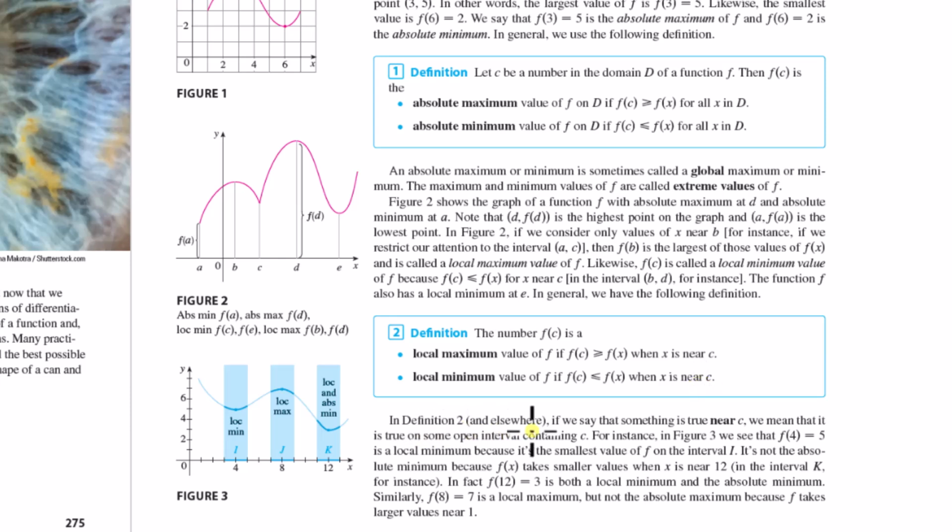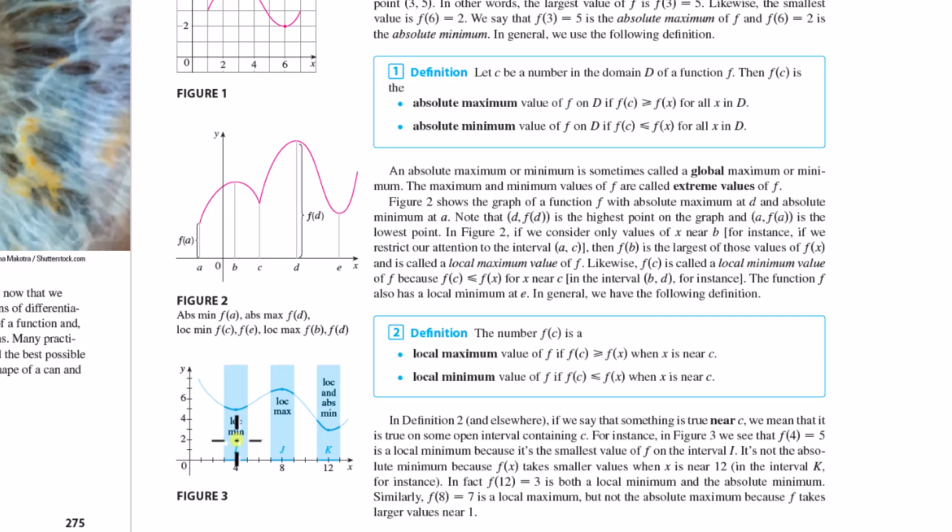In definition 2, if we say that something is true near c, we mean that it is true on some open interval containing c. For instance, in figure 3, we see that f(4) = 5 is a local minimum because it's the smallest value of f on the interval I. Okay, so if we look here, near 4 or near 8 or near 12 means that if you take any open interval around an x value, the minimum or maximum value in that interval is called a local max or min.